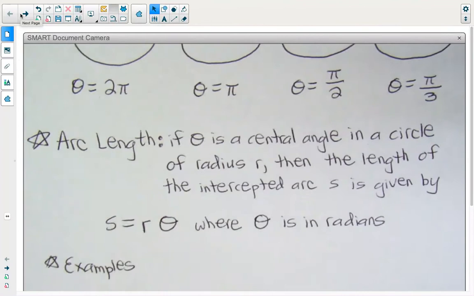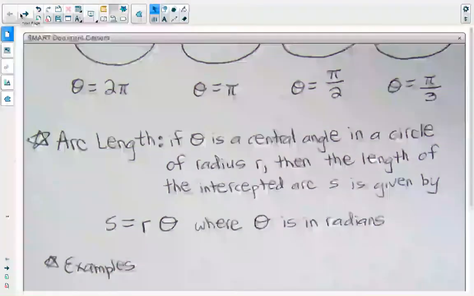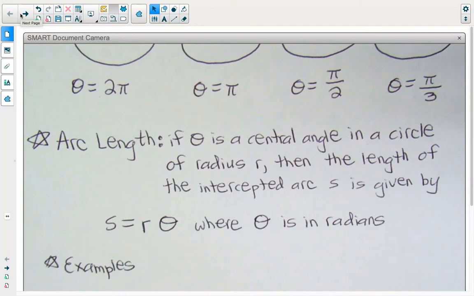Okay, so you do want to write this down. Arc length: if theta is a central angle in a circle of radius r, then the length of the intercepted arc S is given by the following. So this formula is S equals R times theta. So that is our formula. S equals R times theta.